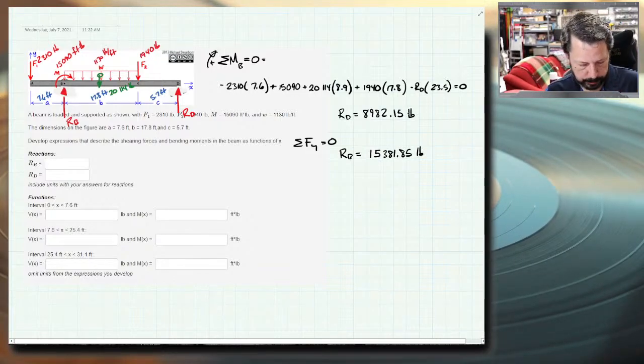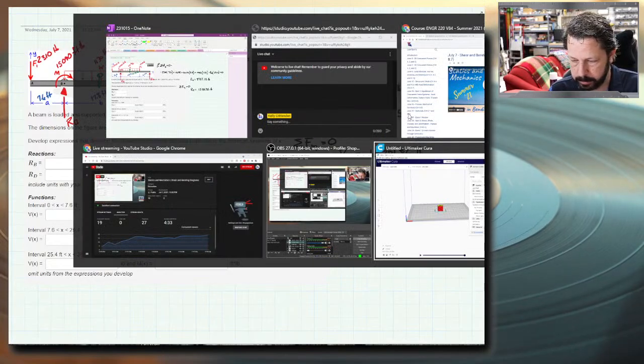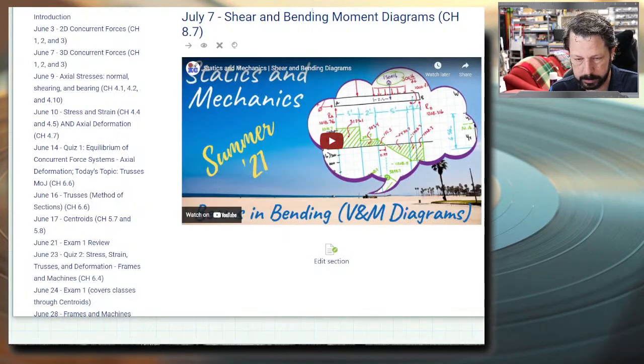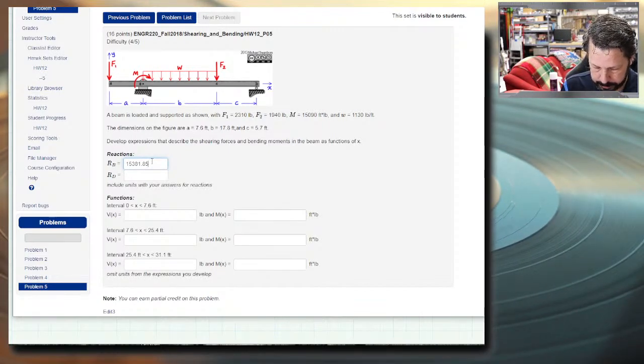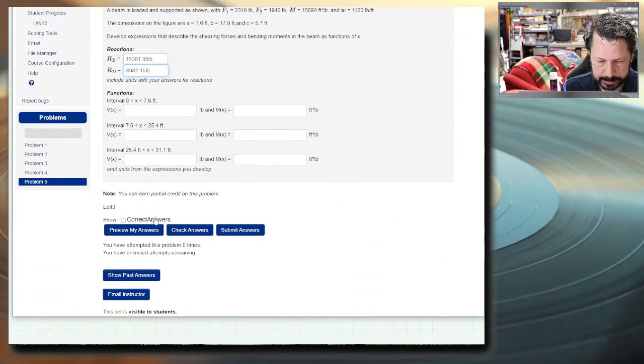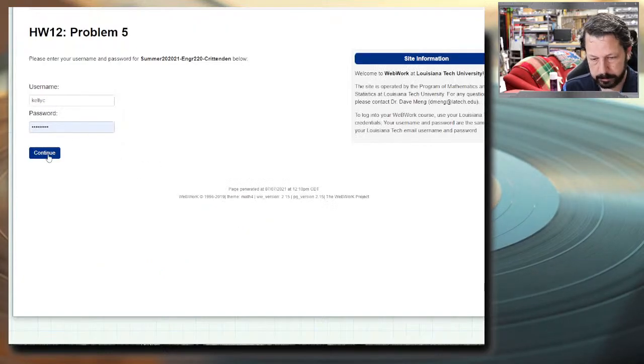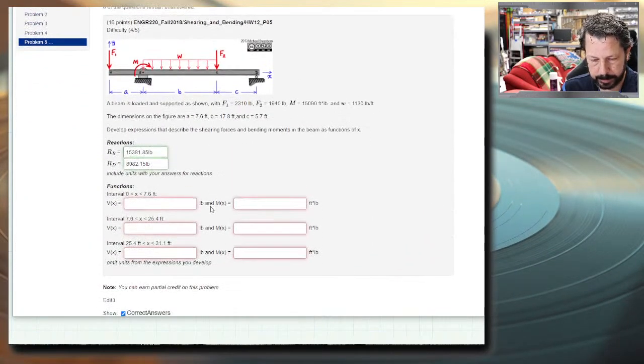Let's check our web work, see if we're anywhere near right. Let's see, what were our numbers. RB, I had 15381.85. I guess I have to include units, so pounds. And D, I had 8982.15 pounds. Let's see. Yeah, both are correct.